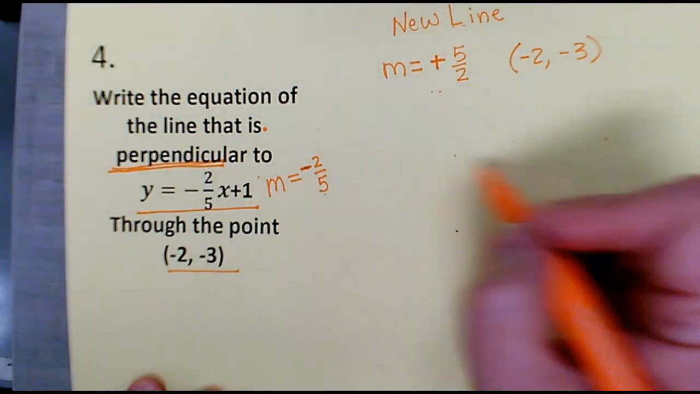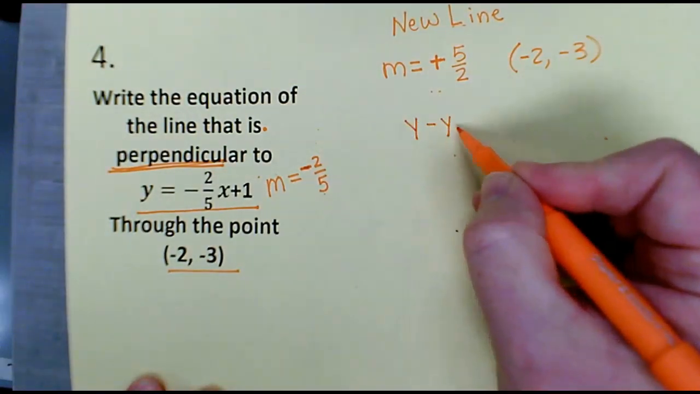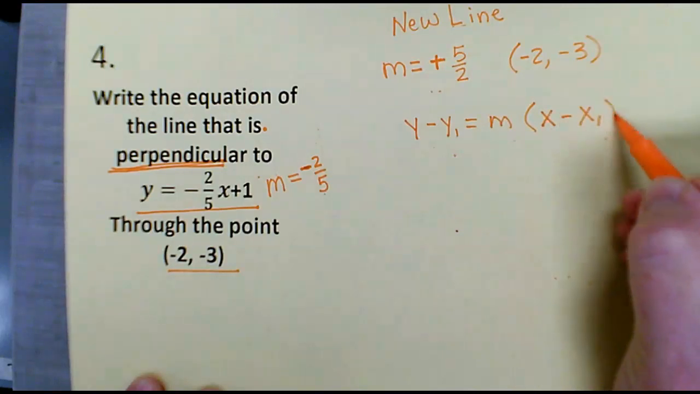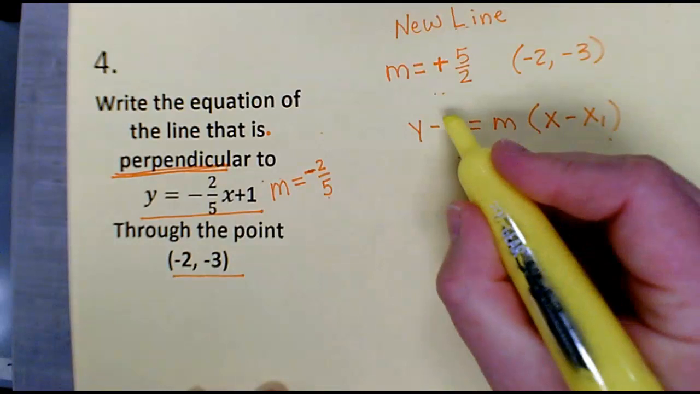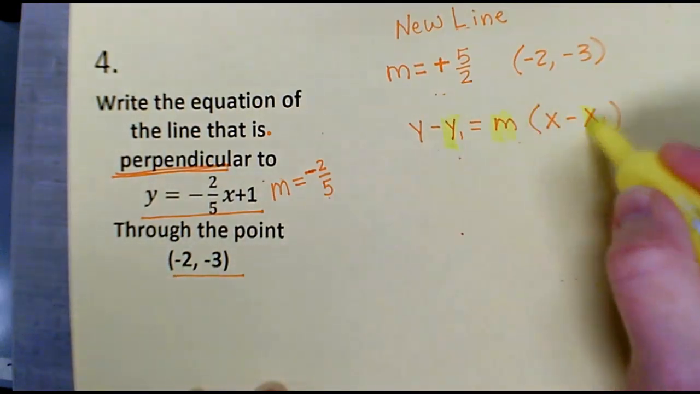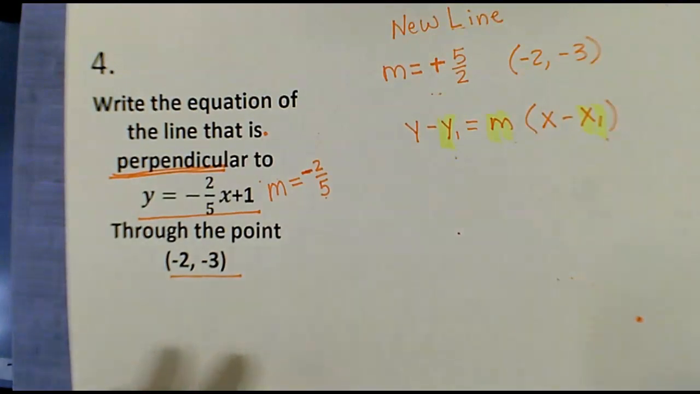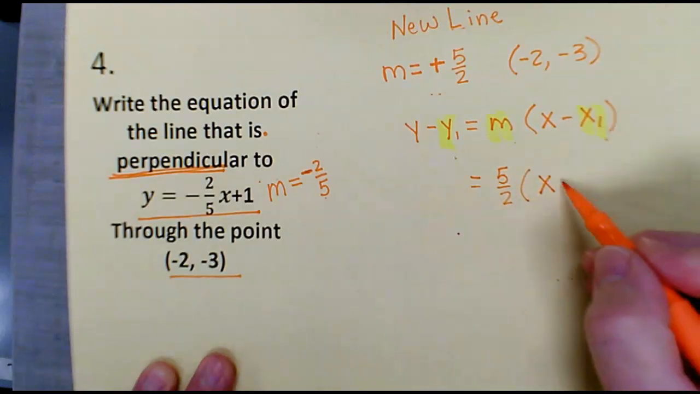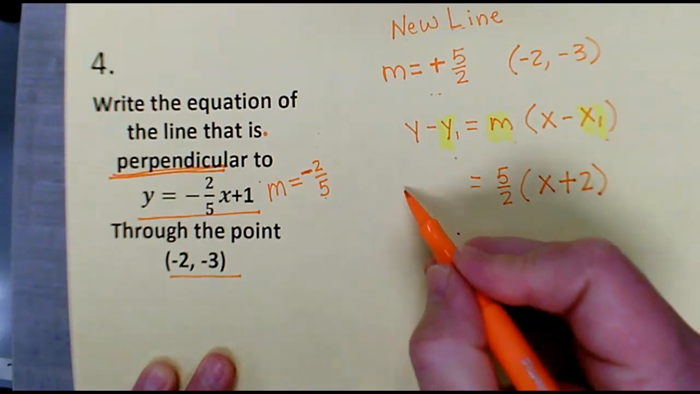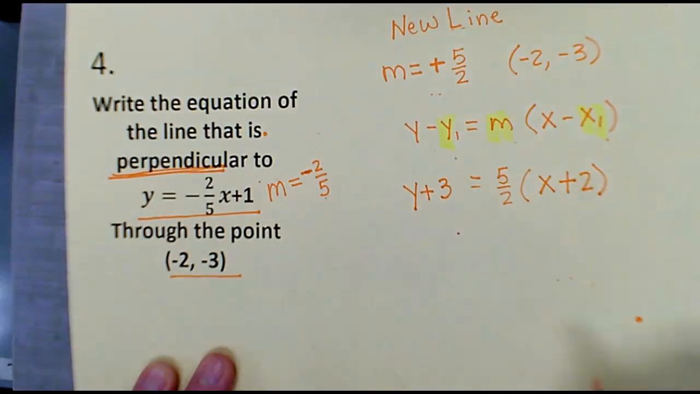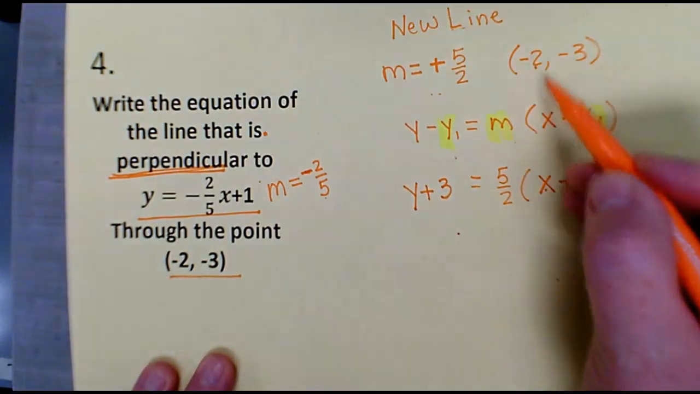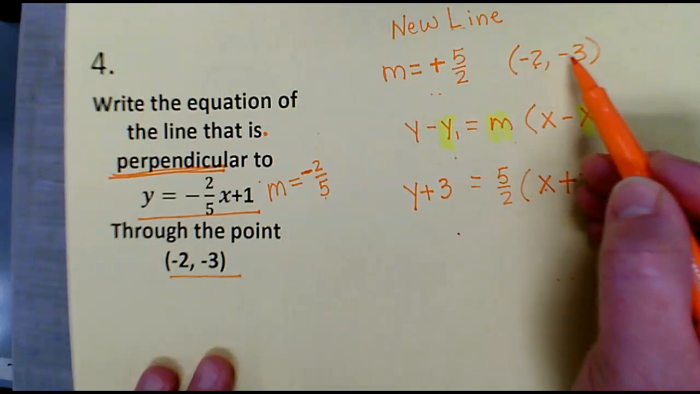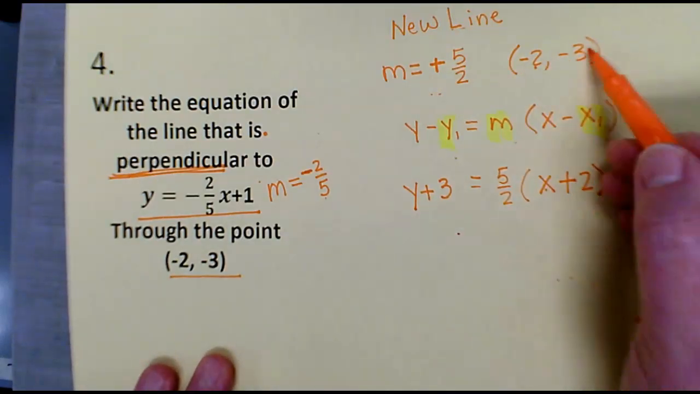So, the new line is going to be calculated with the point-slope formula because I have a point and a slope. The slope I'm going to have is 5/2. x minus a minus 2 makes a plus 2. Minus a minus 3 makes a plus 3. The 2 goes with the x because x's go with x's. In this formula, the points change signs, not the slope, the point. So this is a positive 2 and a positive 3.